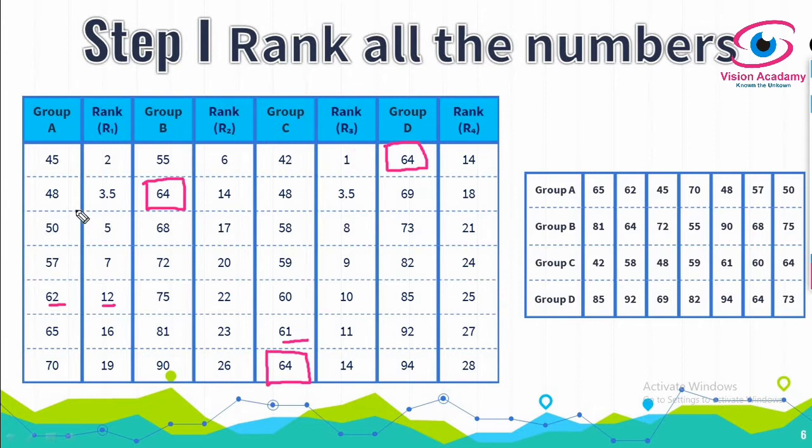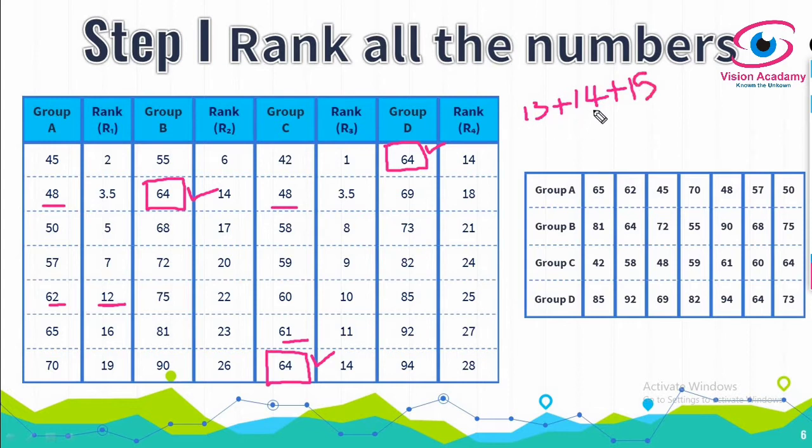We have already seen a tie, that is 48 and 48. This is a second tie, and since we have given the 12th rank to 62, this we can take as the 13th rank, similar to how we did in our Mann-Whitney U test. This we can take as the 14th rank, and lastly this we can take as the 15th position. Now we have to add all together.